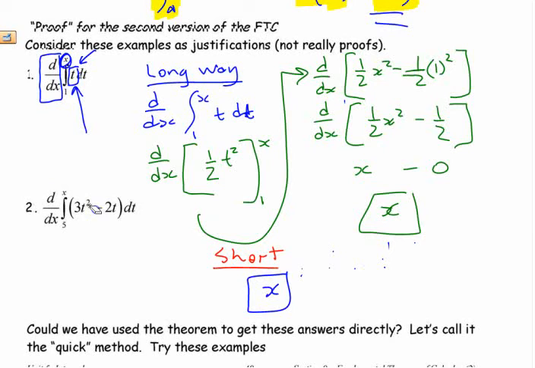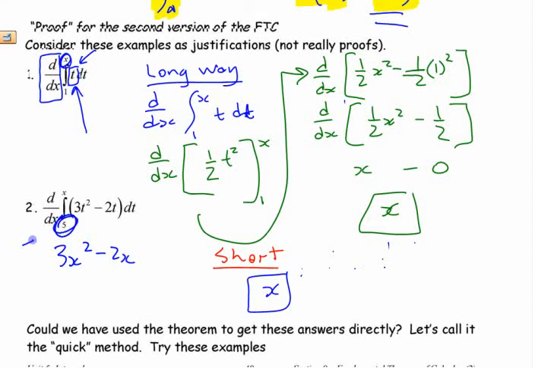You can do the long cut and do it that way if you want. You can use the antiderivative of this because it's just so darn easy. Let's do the long cut here. You get the idea. Okay, what is it going to be? 3x squared minus 2x.